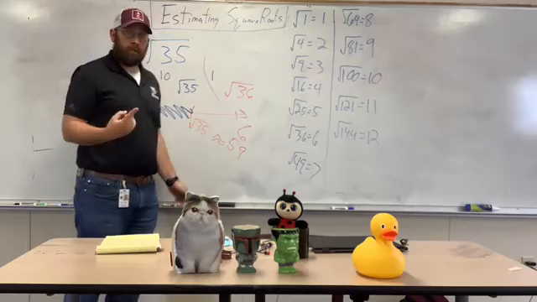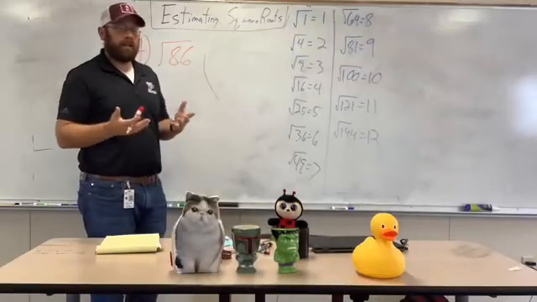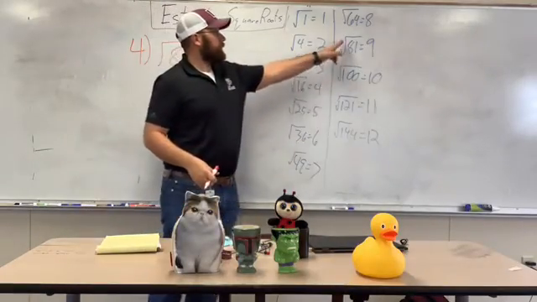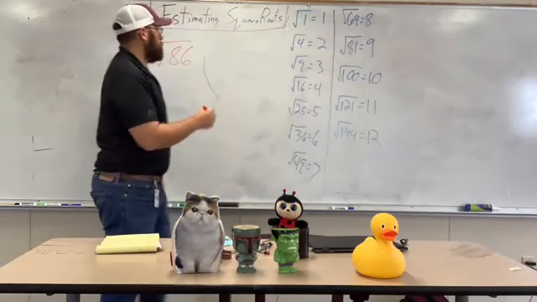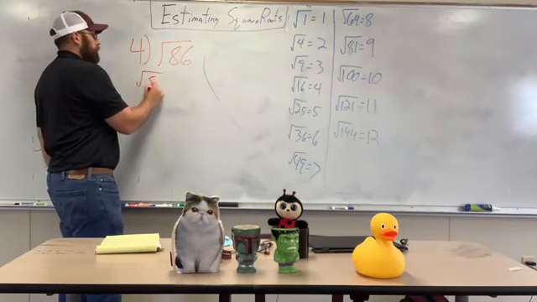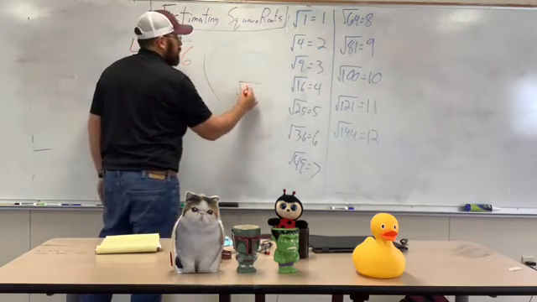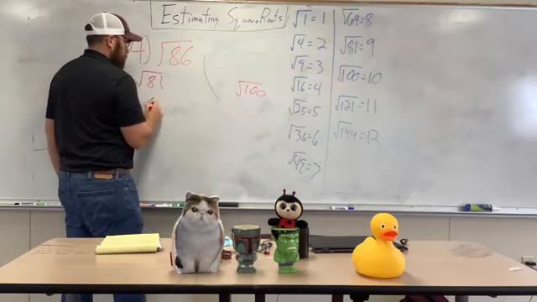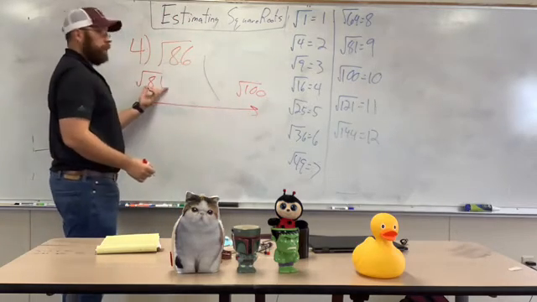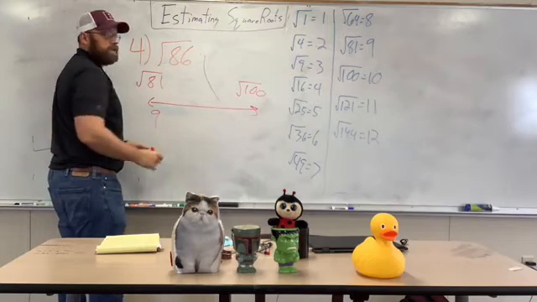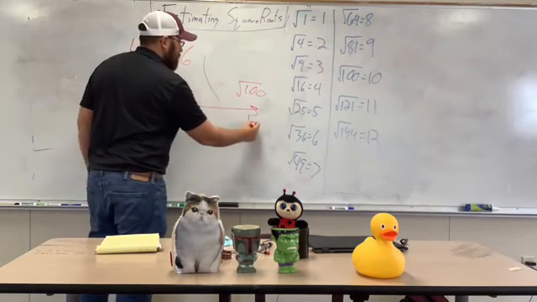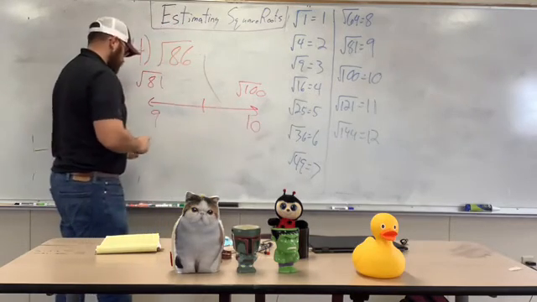All right, now I have one more example for you. All right, example 4. It's going to be between 81 and 100. So what's the square root of 81? 9. What's the square root of 100? 10. I split it in half.